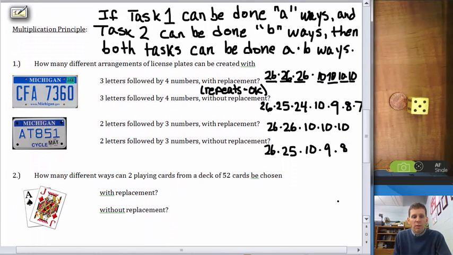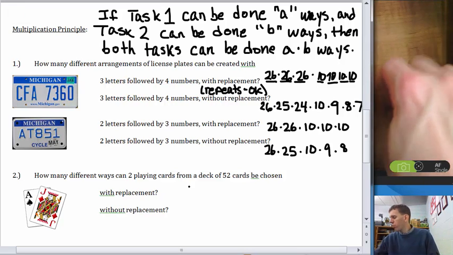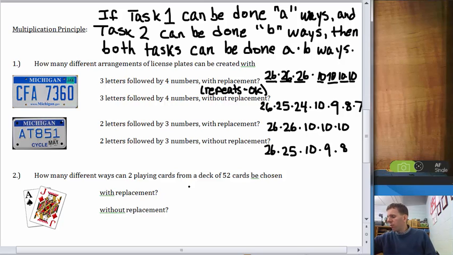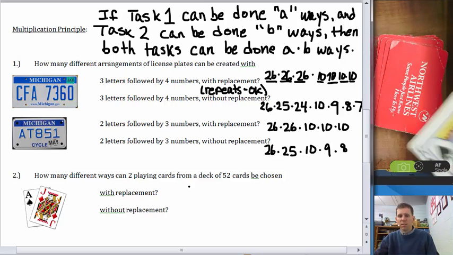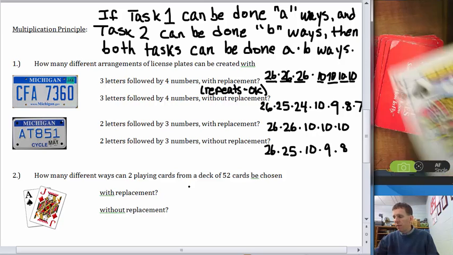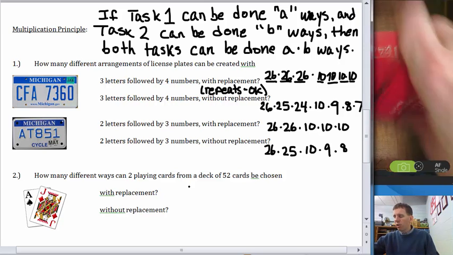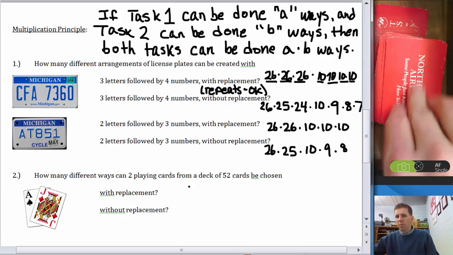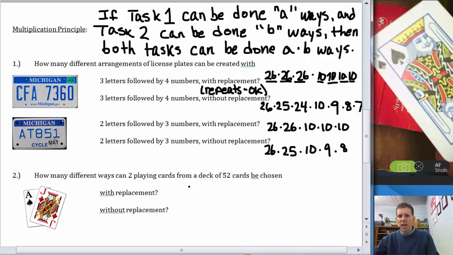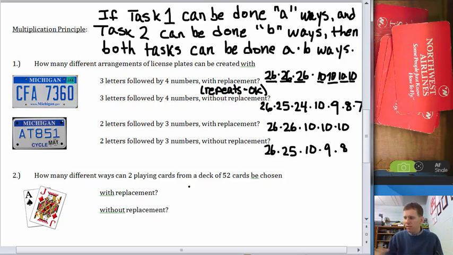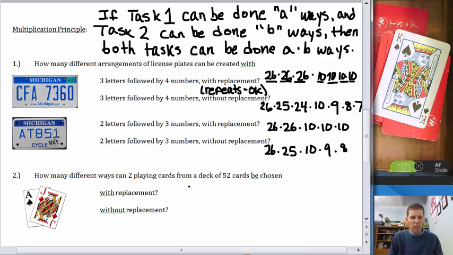What about playing cards? How many different ways can 2 playing cards from a deck of 52 cards be chosen with replacement? The idea of with replacement means is if you have a deck of cards, let's say you pick a card, it's the King of Spades, that's great. Put it back in the deck, shuffle it up again. If you draw the same card again, that's fine. So with replacement means you can draw the same card both times.